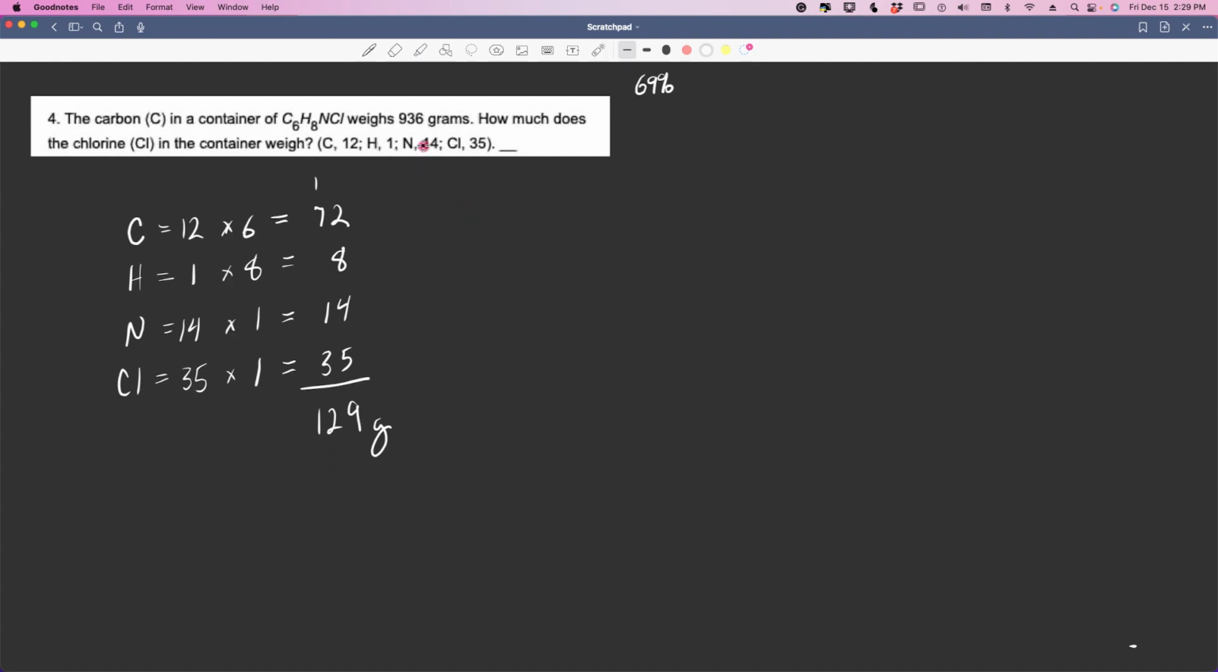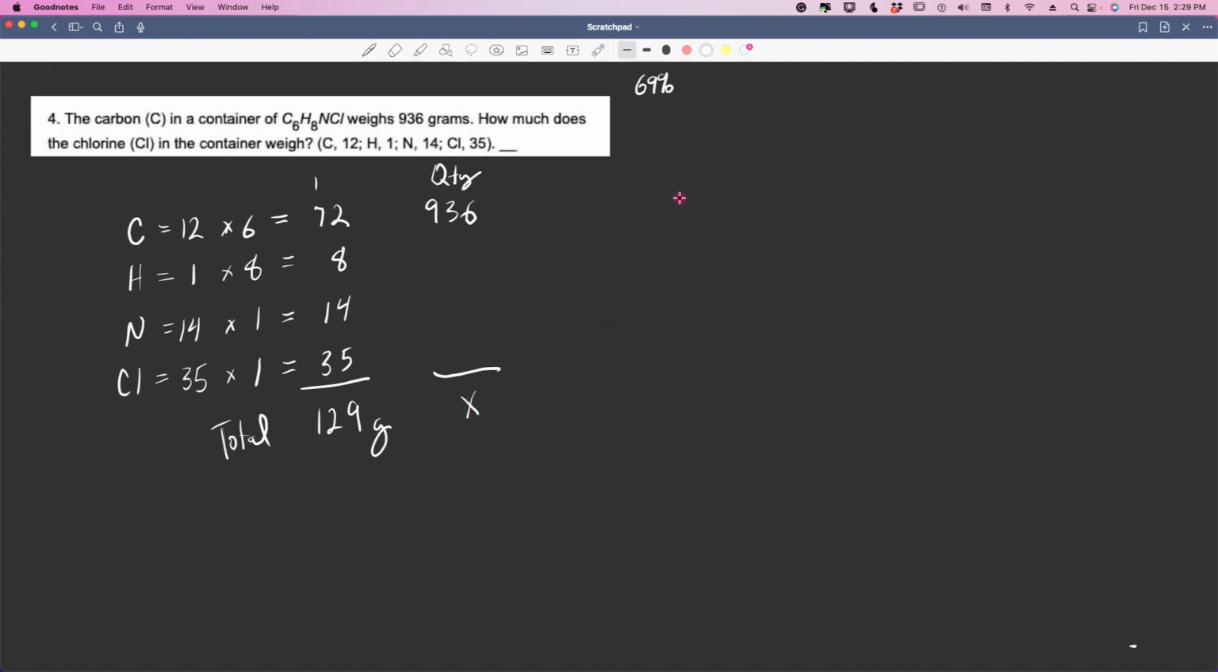Now we're told that we've got carbon equaling 936 grams in another quantity. So that's 936 that I did not write correctly. So 936, this is our quantity, right? So we've got to figure out the ratio here. So we've got to find the total amount. This is our total amount. We've got to find out the scale factor that's going on. So we're going to put in X right here.